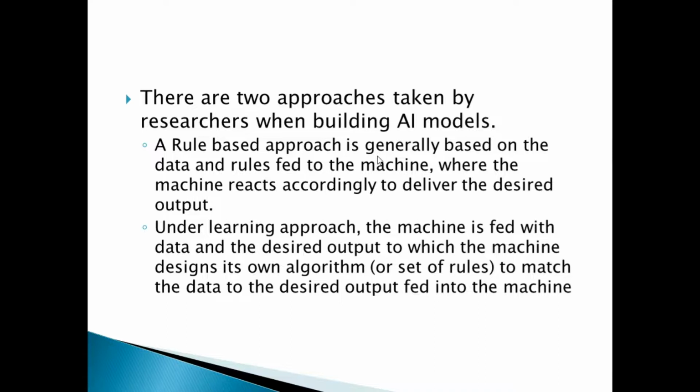The rules are already fed. Consider, if I have several pictures of apple and banana, and then I instruct the machine that if it's a red color and a round object, then it is an apple. If it is yellow and a long object, then it is a banana. Now these rules are already fed to the machine.